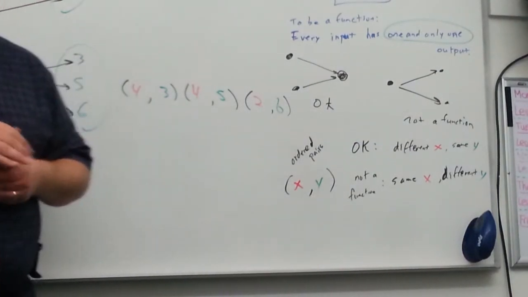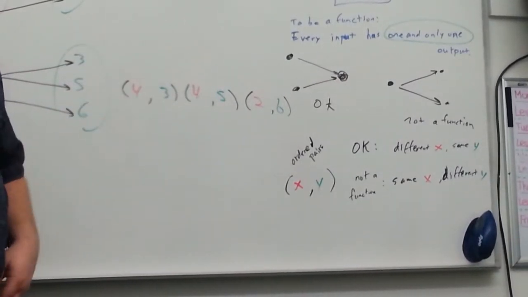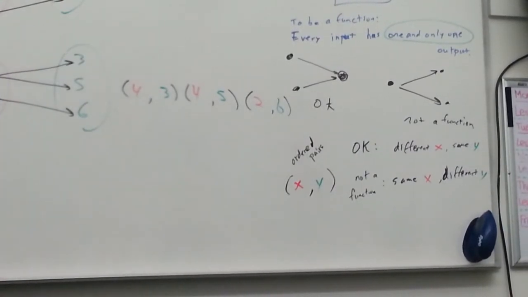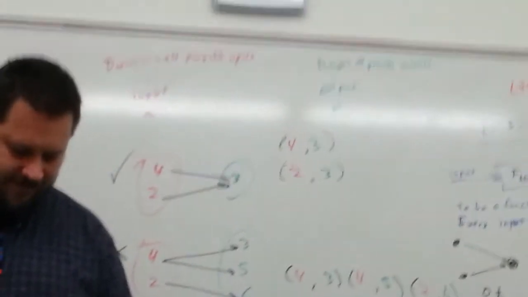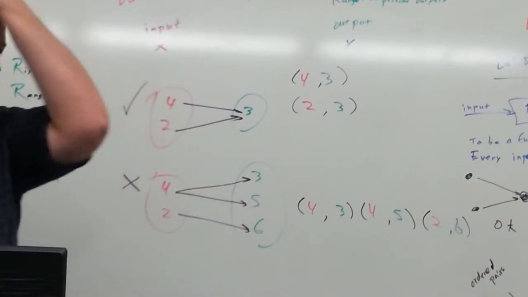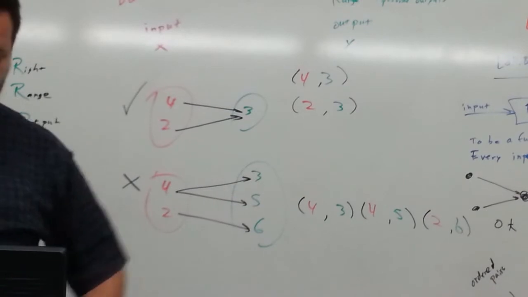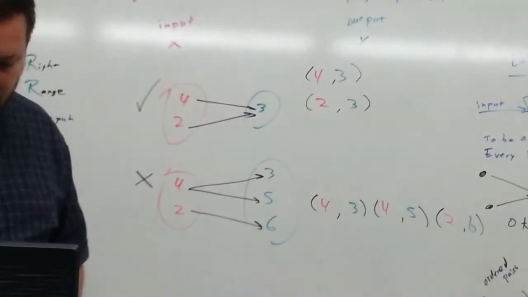How about letter B? Are there any x's that have different y's in 84.9, problem B? The inputs are 4, 15, and 11. So it doesn't even list the same input. There are no same inputs, so that one is a function. That one's okay. All right, top of the next page, 84.10, letter A.